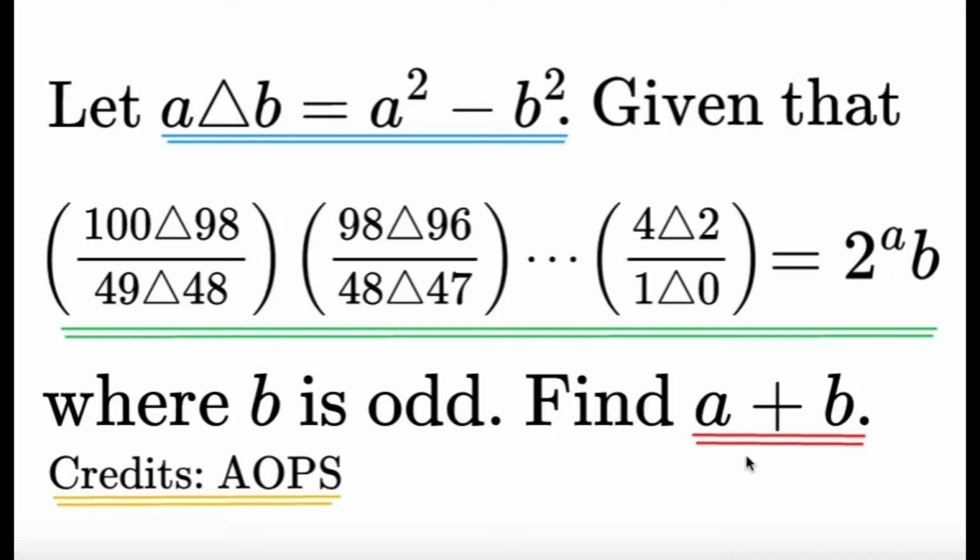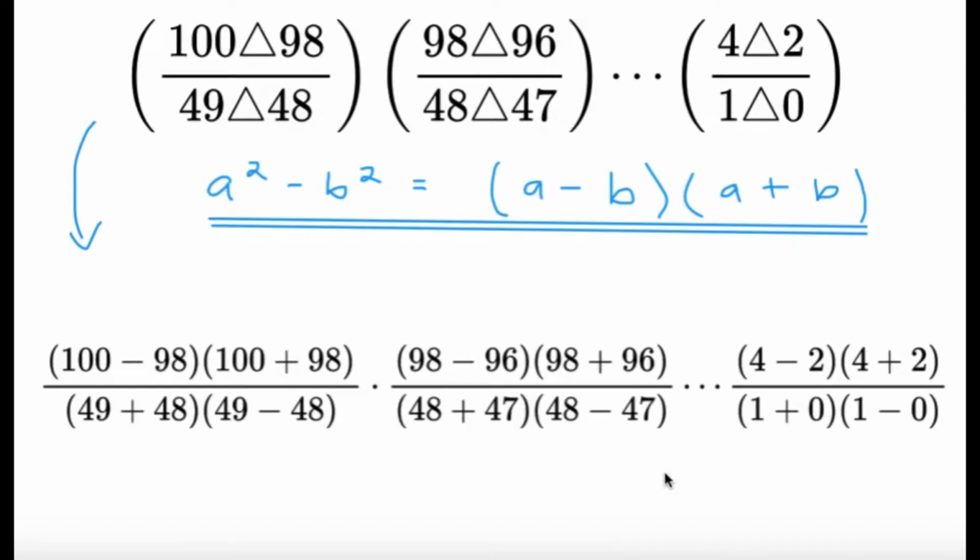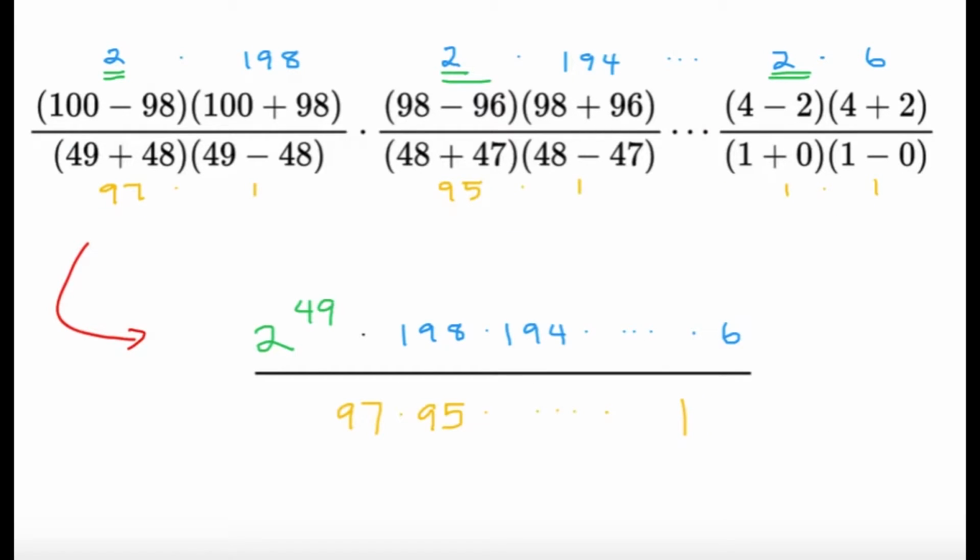Let's dive into the solution. Now let's try to analyze the given expression here. Since a triangle b means we do a squared minus b squared, we can do one step ahead. We can factor it into a minus b times a plus b from our algebra. This is simply the difference of two squares, and we can rewrite the given expression like this, and simplify it because we have individual factors now.